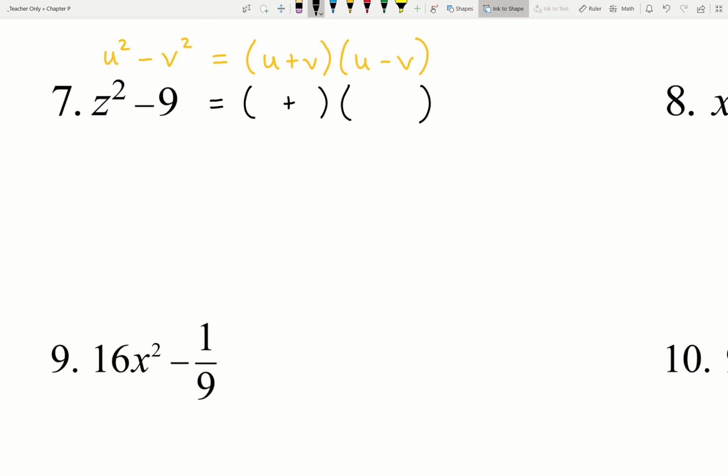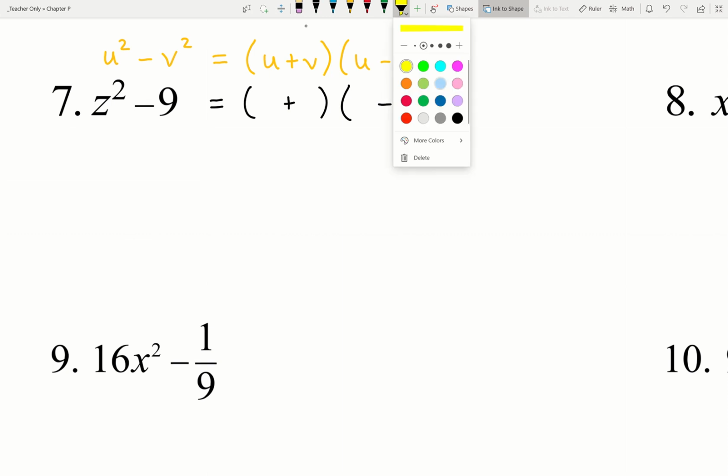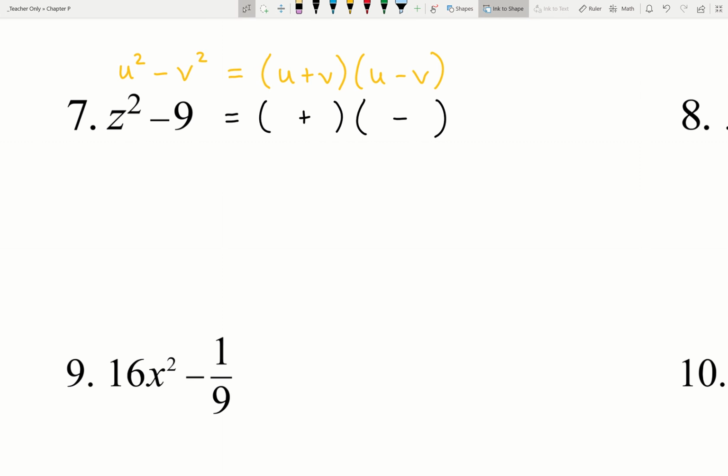So I'm going to go ahead and write 2 sets of parentheses, one with a plus, the other with a minus. And then I just might ask myself, what's playing the role of u and what's playing the role of v here? Okay, well, u is the thing being squared in that first term. So u is the thing being squared. The thing being squared in our first term here is simply just z. So I'm going to go ahead and copy that down as what's playing the role of u.